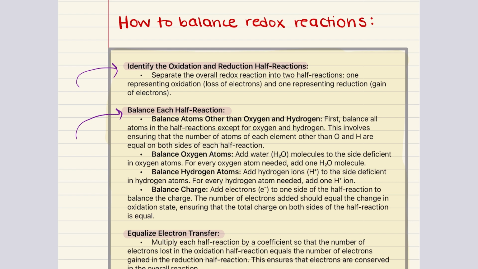Also, you want to balance charge. So you're going to add electrons to one side of the reaction to balance the charge. The number of electrons added should equal the change in oxidation state so that it ensures that the total charge on both sides of the half reaction are equal.